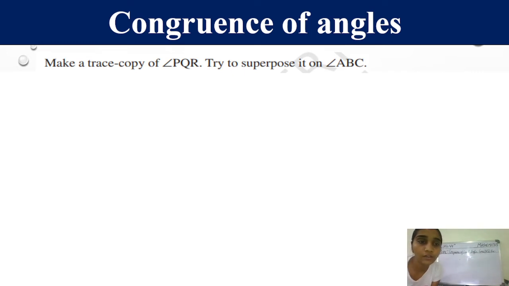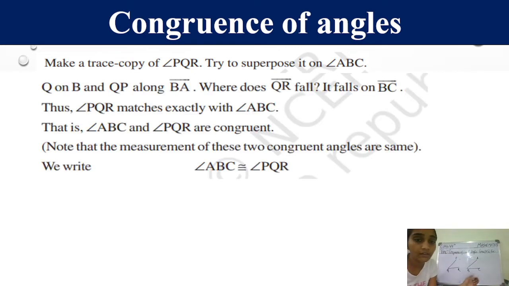Basically, if we have an angle PQR, we will make a trace copy, exactly the same copy of the angle PQR, like this. A similar copy we will make of angle ABC, and then we will superimpose it. We will find that point Q is lying on B, line segment QP is lying on BA, right? And QR, where will it fall? It will fall on BC. Very good. So this angle is matching with angle ABC, and they will be said to be congruent.